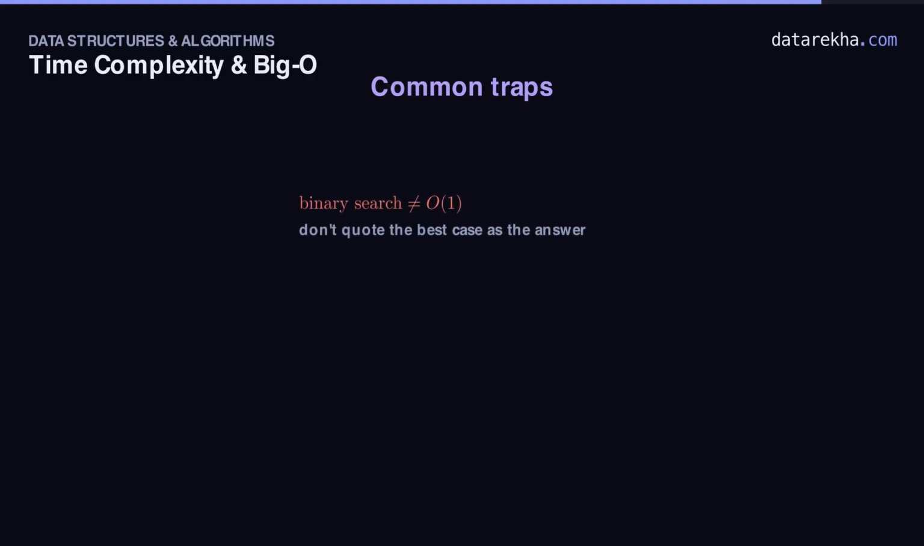Trap 1. Quoting the wrong case. Calling binary search order 1, because you remember its best case, is misleading. Unless someone says otherwise, complexity means the worst case. Here, order log n.